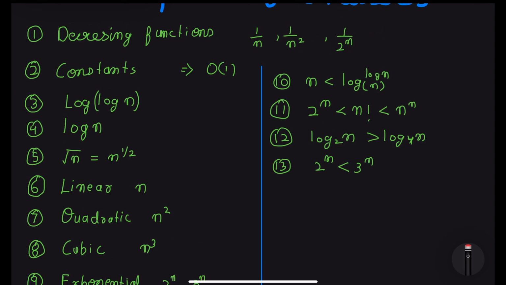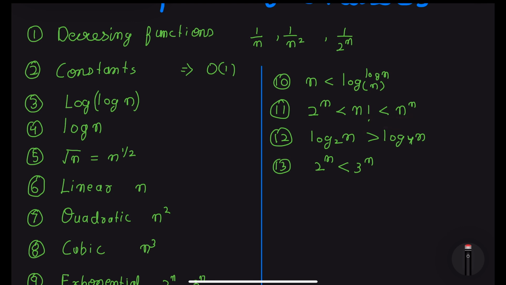On the right hand side we have some relations. First one is n is smaller than log n raised to the power log n. Second is n factorial is greater than 2 raised to the power n, which is smaller than n raised to the power n. These two, n factorial and n raised to the power n, are nearly equal, and we can sometimes write n factorial equal to n raised to the power n. So in the questions we will use these two.